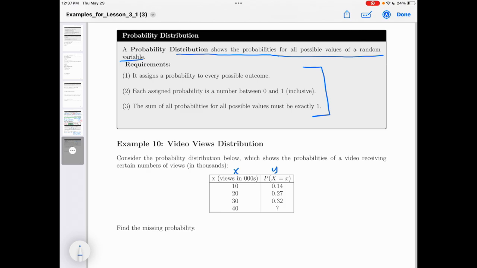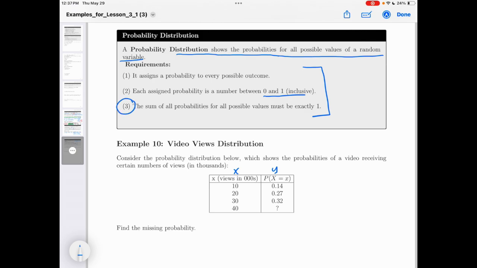Number 2, each assigned probability is a number between 0 and 1. That's true for any probability. You can't have a probability that's over 1 or over 100%. So you want to make sure that all the values in your corresponding probability column are between 0 and 1. In other words, you're not going to see a value in there like 1.5 because that's not going to make sense, right? All of those values in your second column of probabilities need to be between 0 and 1.